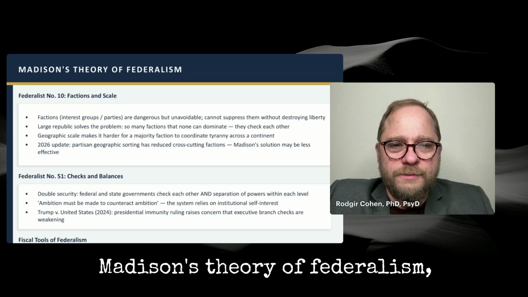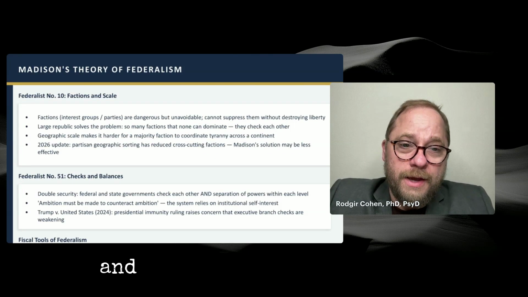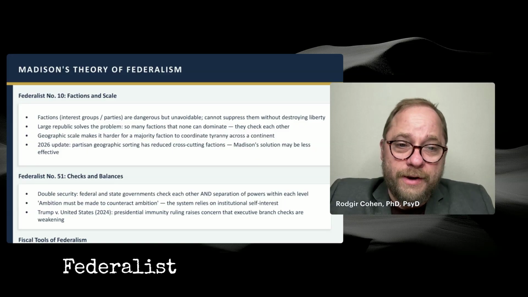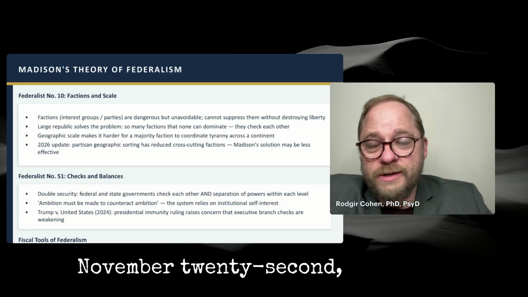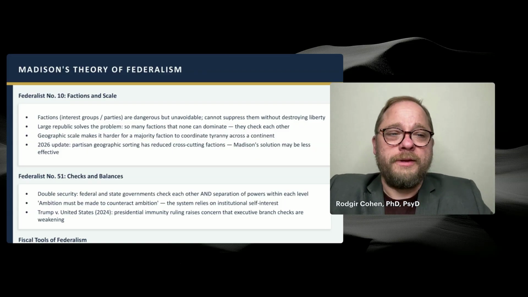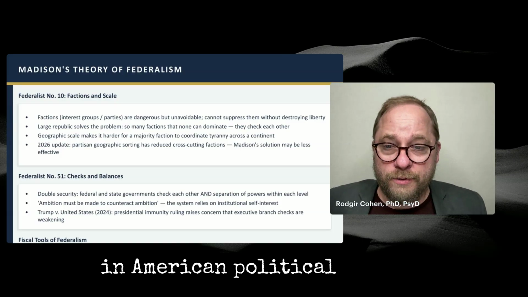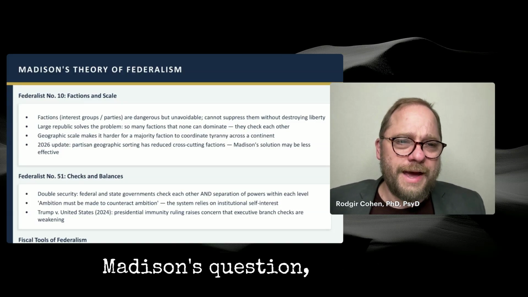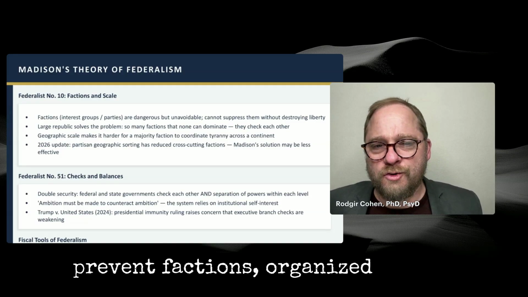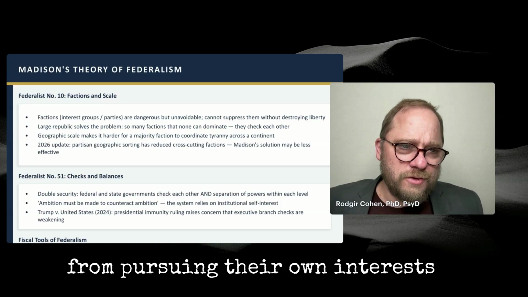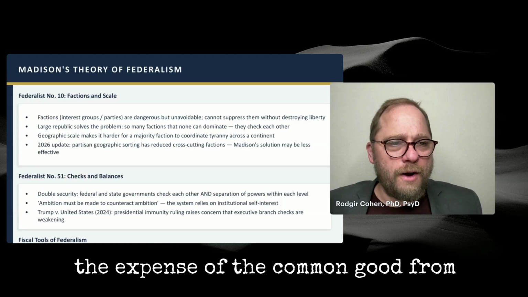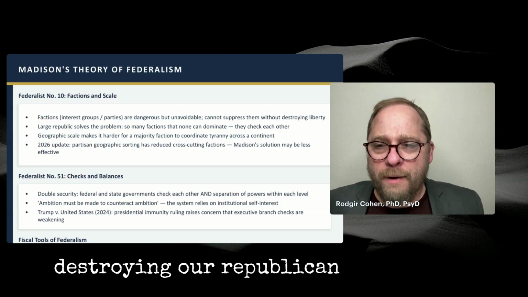Madison's theory of federalism is founded in Federalist Paper 10, and it addressed the faction problem. Federalist Paper 10 was published on November 22nd, 1787, and is arguably the most important document in American political science. Madison's question: how do you prevent factions, organized groups, from pursuing their own interests at the expense of the common good, from destroying our republican government?